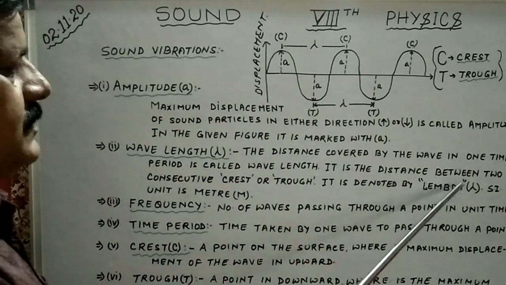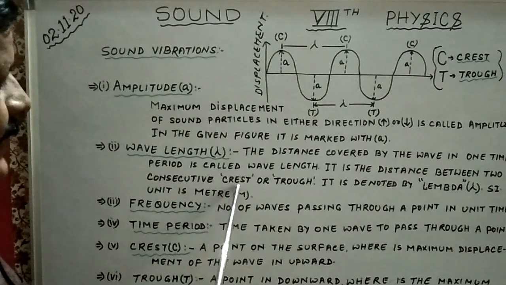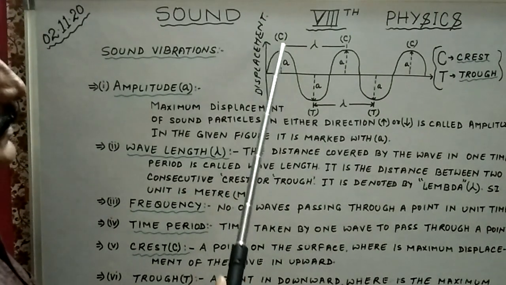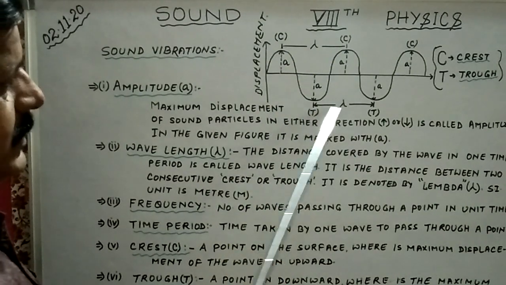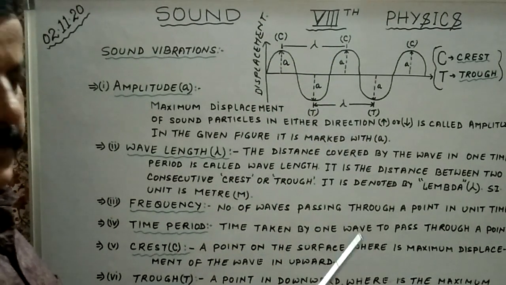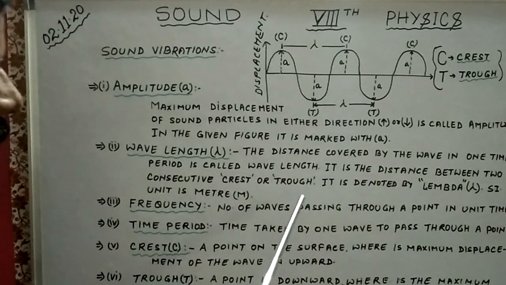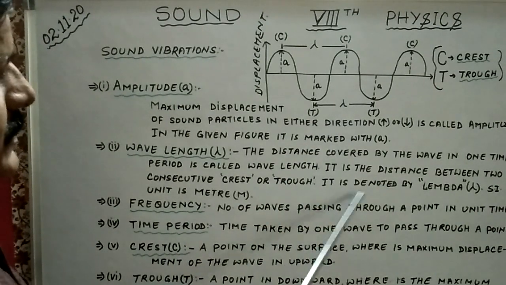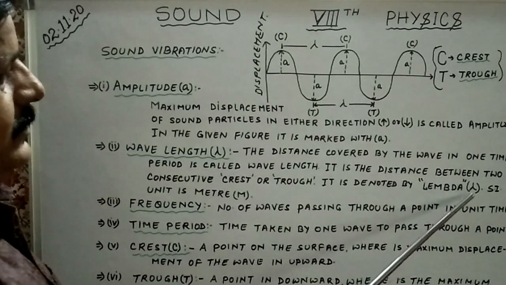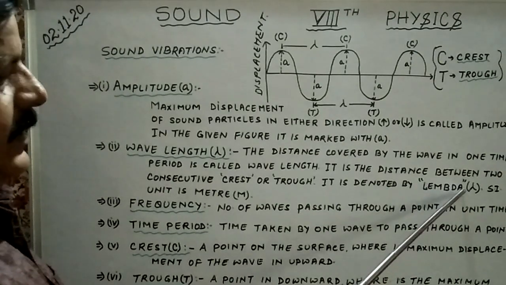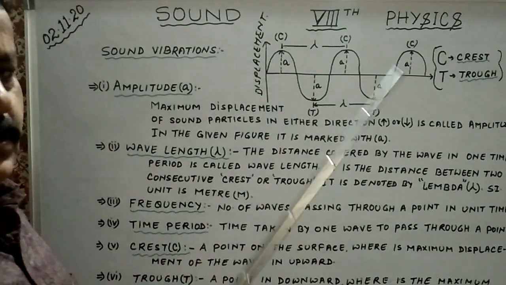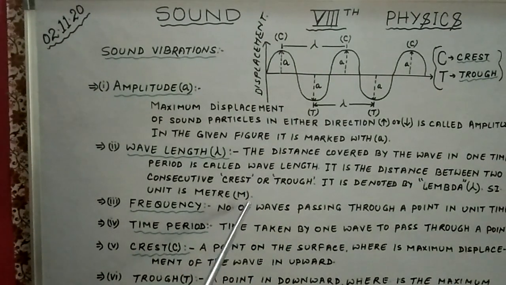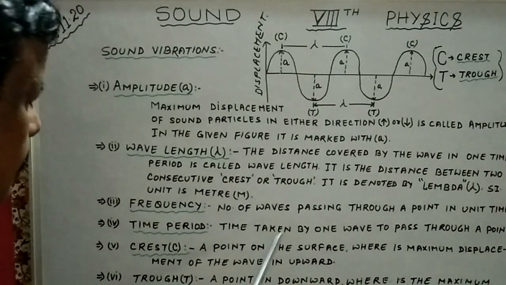It is the distance between two consecutive crests or troughs. You can see it is the distance between two consecutive crests or between two consecutive troughs. It is known as wavelength and it is denoted by lambda, this symbol, inverted Y. The SI unit of this wavelength, because it is length, is meter, m.